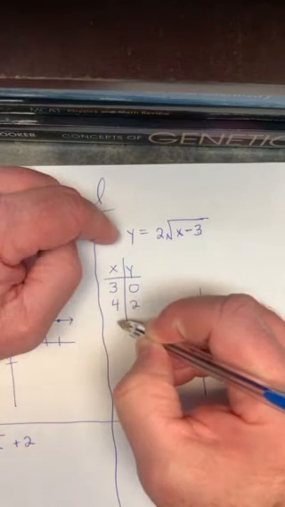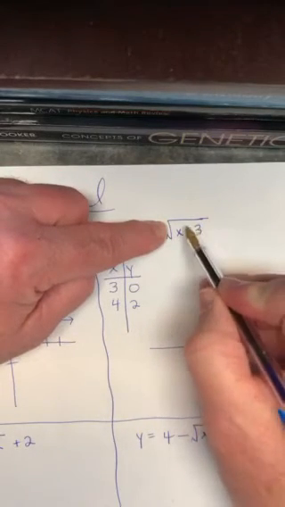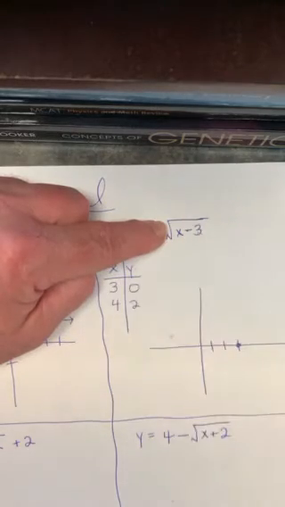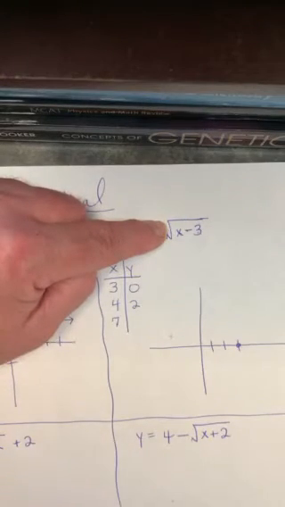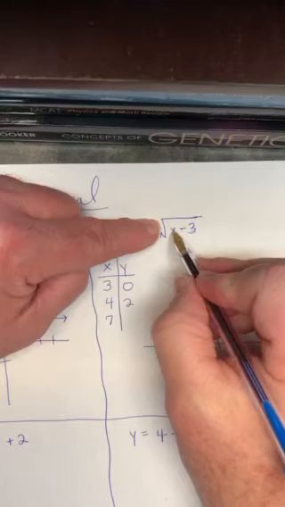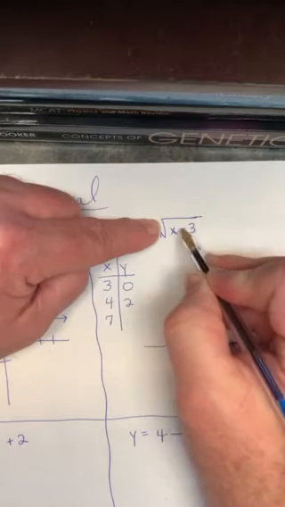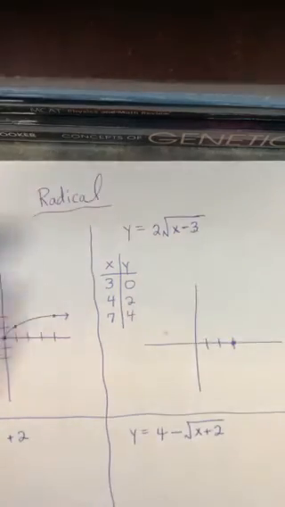No, not a good idea. Why would you plug in 5? 5 minus 3 gives you 2, and the square root of 2 is, I don't know, a decimal of some kind. We don't have a calculator. Wouldn't 7 be the logical next number? Why? 7 minus 3 is 4. The square root of 4 is 2. 2 times 2 gives me 4.